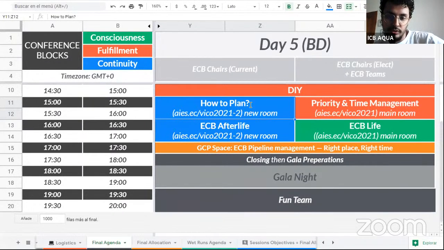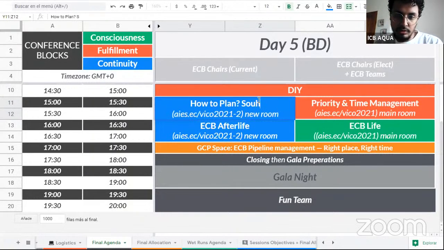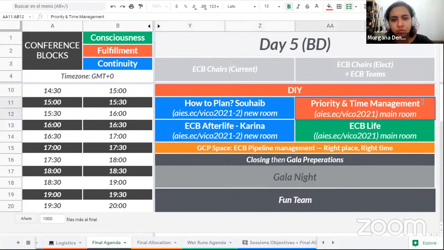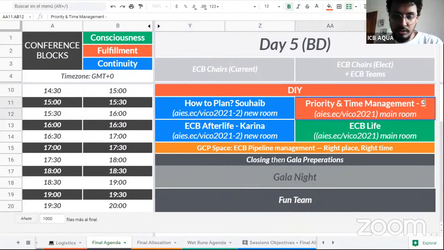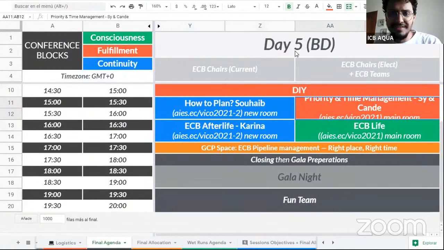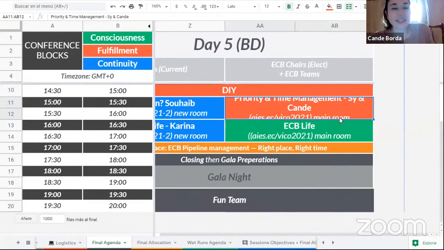Should be with, so this is Suhaib. It's in the new room, and the ECB afterlife is with Karina. Both in the new room. And so if you are an old chair, you go to the new link. If you're a new chair, you stay in the old link. Am I right? I'm feeling so doubtful now. No, it's right.